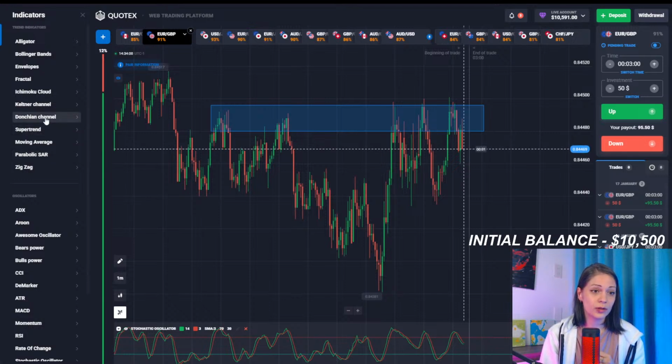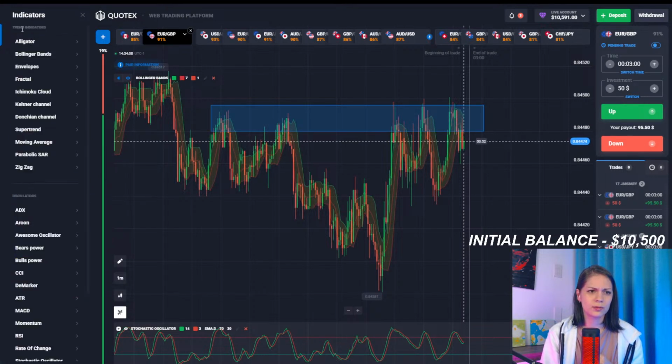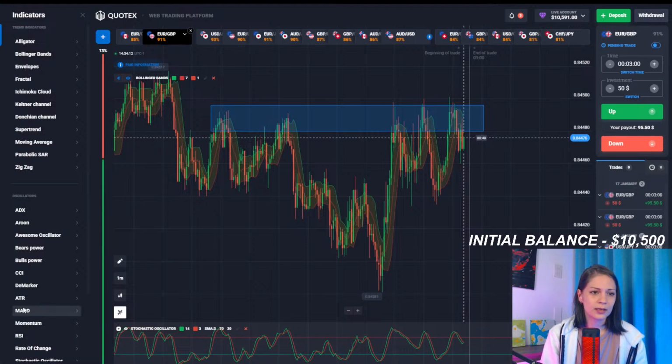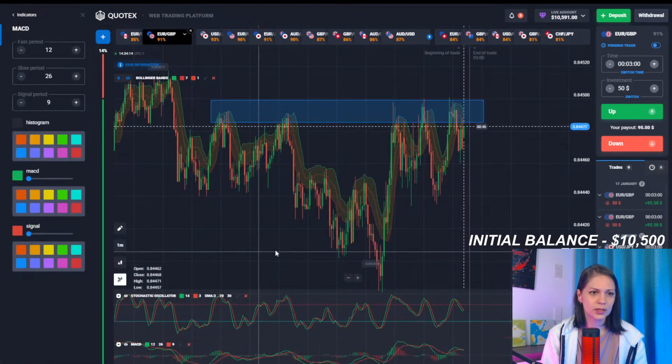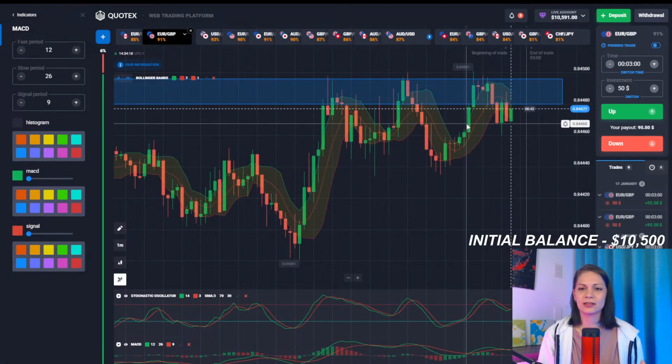So Bollinger Bands and moving averages. Yeah, that's Bollinger Bands. Let's get a bigger period. It's going to be 7. That's more realistic. And MACD. So what do I see illogical here?